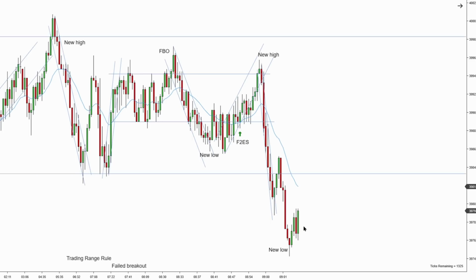And this high-low is not only a confirmation setup of the failed breakout, it is also a confirmation setup of a second entry long, because this is the highest high. We have a first entry long, pullback, second entry long. So we're confirming the second entry long and the failed breakout.